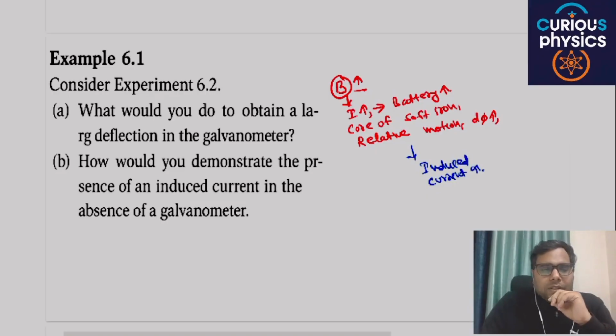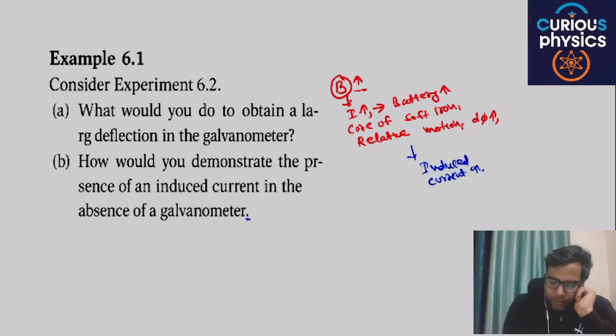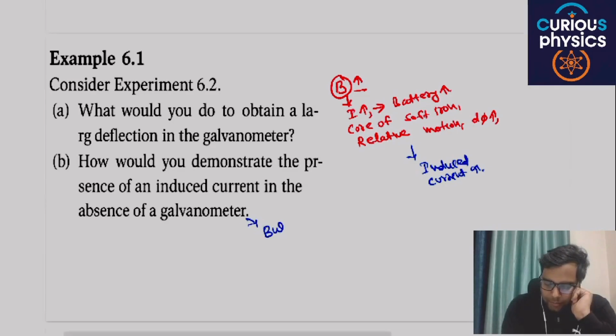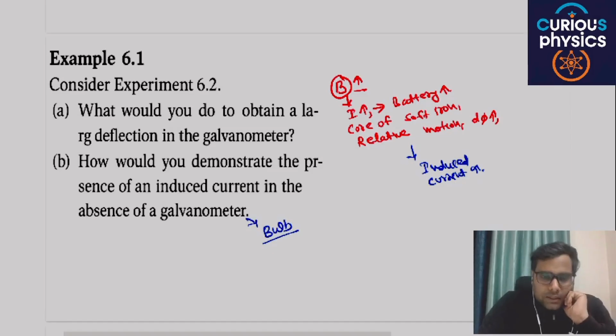Are you able to understand my point or not? Next is, how would you demonstrate the presence of an induced current in the absence of a galvanometer? If you replace the galvanometer with an electric bulb, you can say if the electric bulb is glowing, it means that the induced current is passing through that particular circuit, and if the electric bulb is not glowing, then there is no induced current.